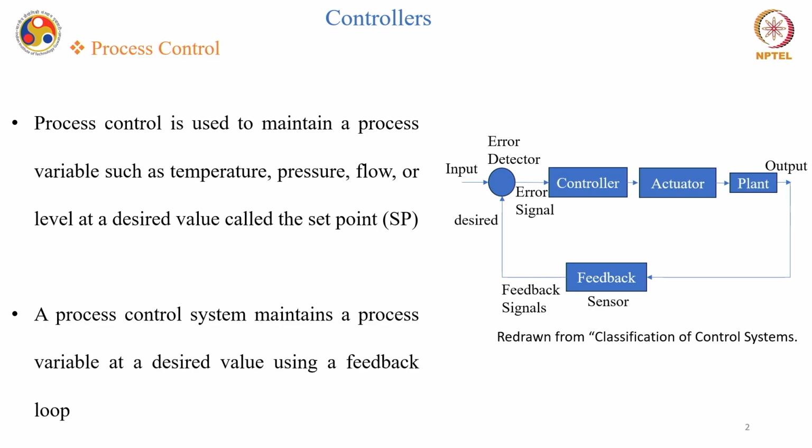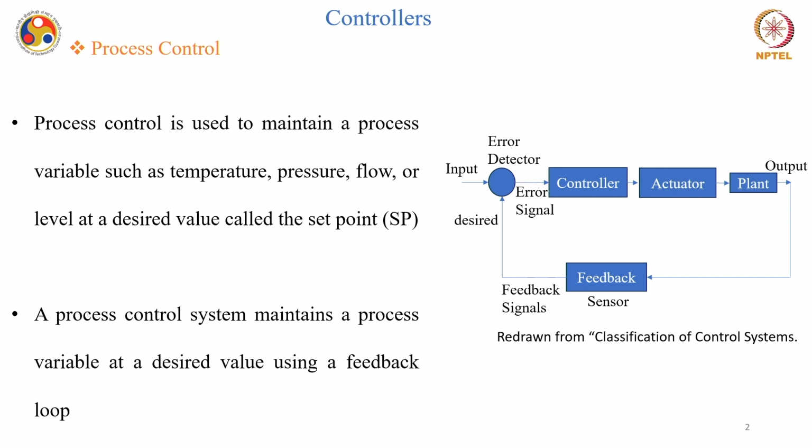Okay. So when I say process control, it is used to maintain a process variable, for example temperature, pressure, flow or level, at a desired value, which is known as a set point. For example, if you are sitting in a room, you have set the air conditioner at a temperature, say 20 degrees Celsius, and you do not want any kind of deviation from that.